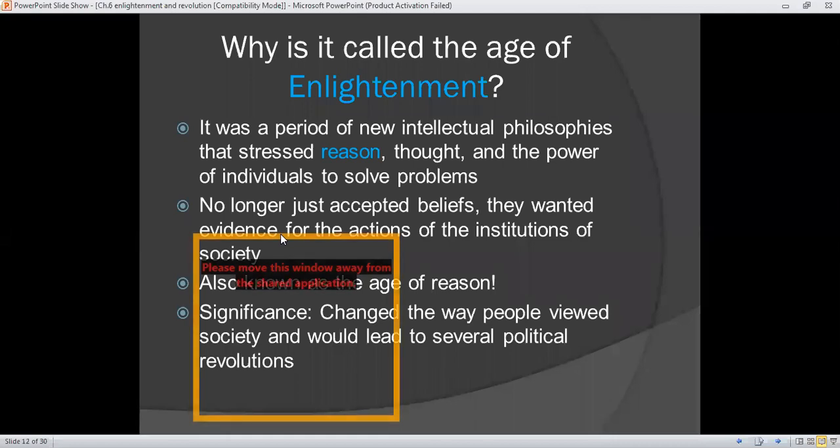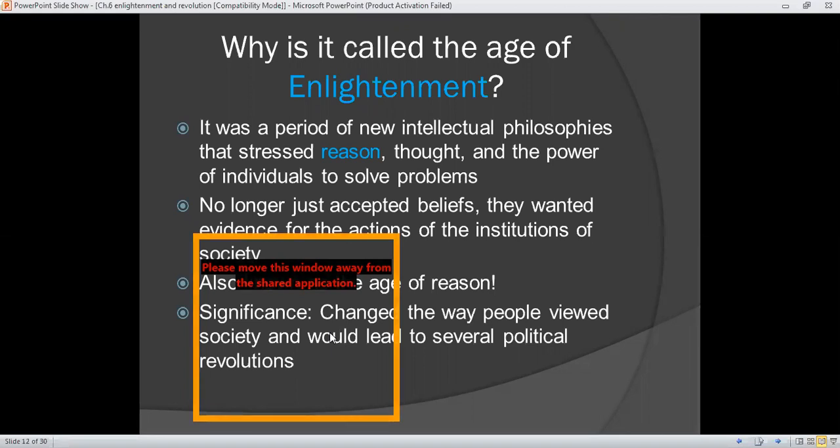Remember when we talked about why the scientific revolution is important? What is the importance of the Enlightenment? It changed the way people viewed society and would lead to several political revolutions. The Enlightenment was a sort of awakening for the people. They first discovered that the religion was biased, or wasn't as the church said. Then they discovered that some of the basics of the universe, like the geocentric theory, were not even correct.